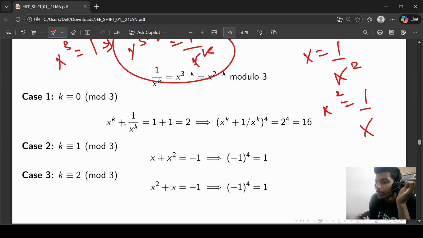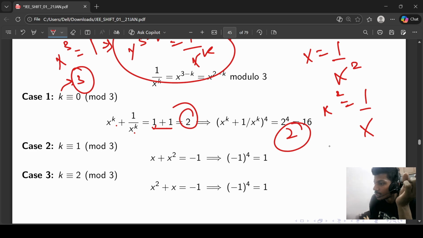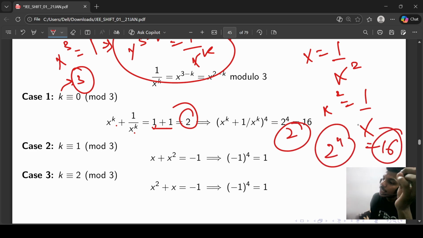Both things are the same, so I'm going to use this here. Okay, x to the power k plus 1 by x to the power k, in the first case, will give us 1. Remember? If k is a multiple of 3, x to the power k is 1 and 1 by x to the power k is also 1, so 1 plus 1 is 2. So we get 2 as the answer, and 2 to the power 4 is 16, right? In each case we have power 4.